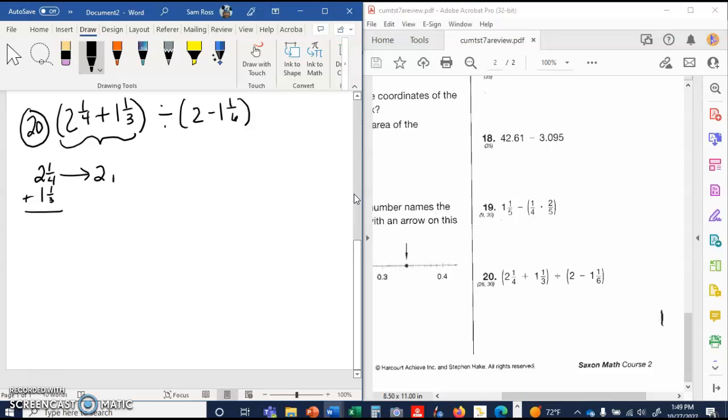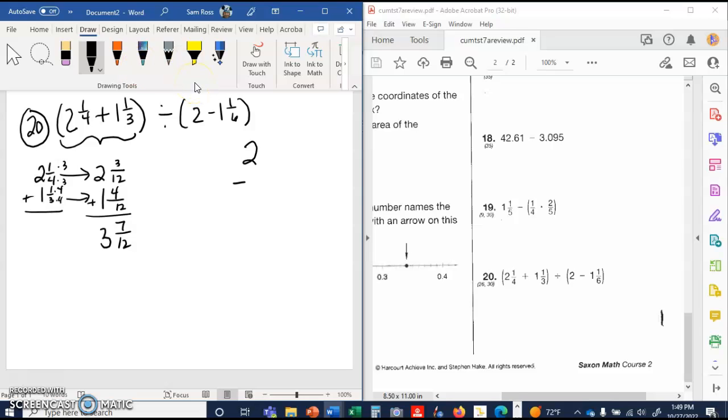So I have 2. I'm going to use 12, so that's times 3. And then here we keep our whole number. I'm going to use 12. That's times 4. And I would write every bit of this down if I were you. So 3 plus 4 is 7 over 12. So that's what is in my first part here.